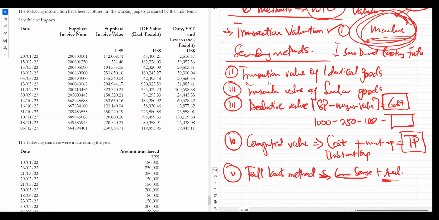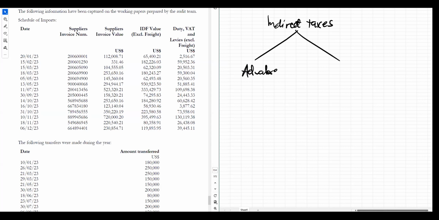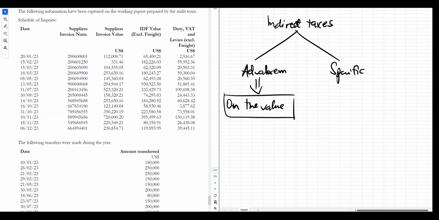Good. So now let's learn how to determine customs duty computation. So all duties or all indirect taxes are actually computed on two methods, right? So indirect taxes are computed on either ad valorem basis or they are computed on what? Specific basis. So if you go to the exam and they ask you how are duties computed, ad valorem means on the value. Does it make sense? I said ad valorem means what? On the value, meaning that if the duty is 20%, you do 20% times what? The CIF. Do you understand?